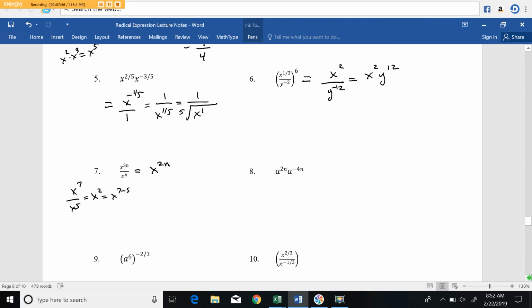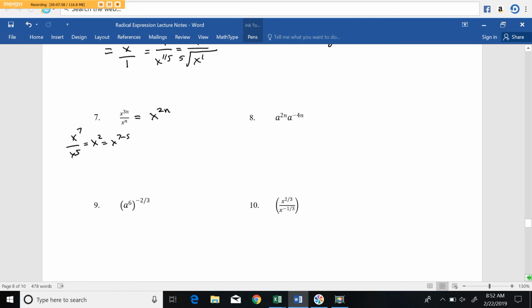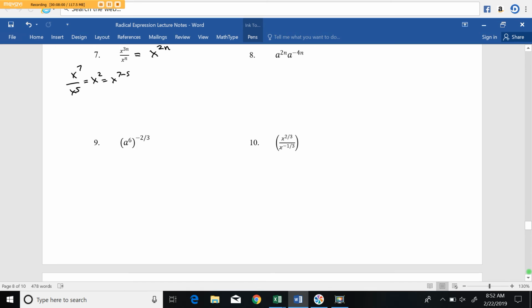All right, moving on. Number 9. So power to a power, you multiply exponents. So this is going to be a to the, when you take 6, or you can think of it like 6 over 1 times negative 2/3. That's negative 12 over 3, or negative 4. And the minus sign means 1 over, basically. So 1 over a to the 4th, and that's done.